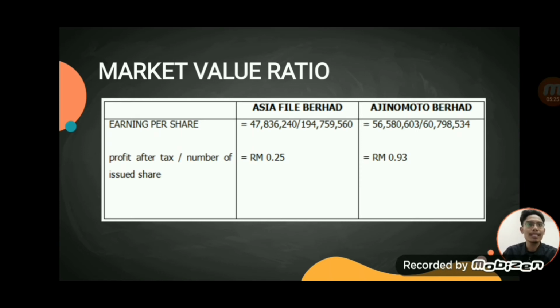Because if investors think a company's profit is higher than its share price, they will pay more for its stock.